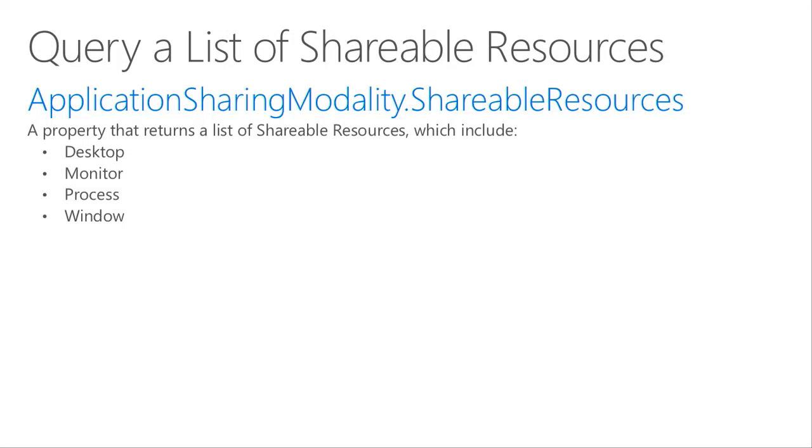So this is how you do the query of shareable resources. You just simply use the shareable resources property. It gives you a list of shareable resources, and you will have a desktop, monitor. If you have multiple monitors, you will have monitor 0, monitor 1, etc. You can have a list of running processes that can be shared, and also a list of windows that you can share.